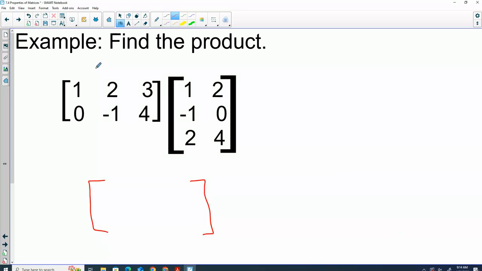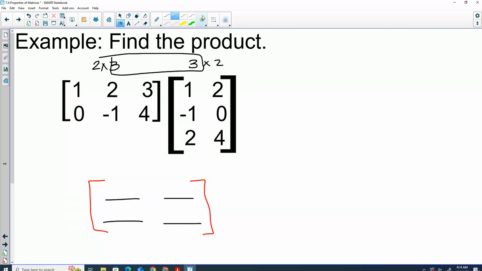What's the size of the first one? What about the second one? 3 by 2. So can we multiply them? Yes, those middle numbers match. What will be the size of my answer? 2 by 2.